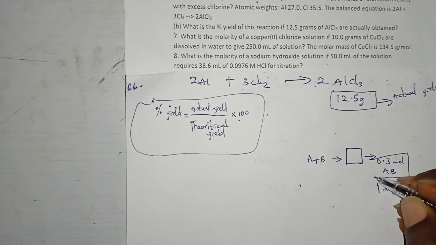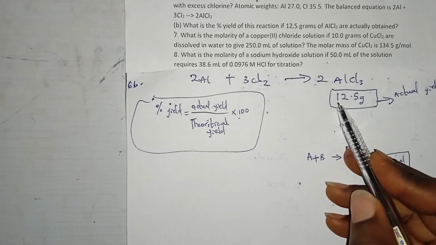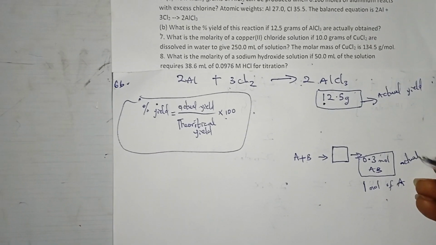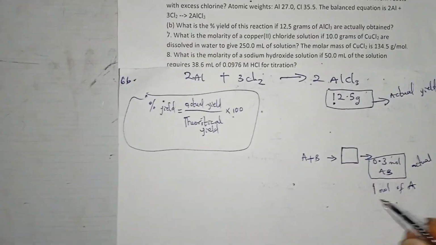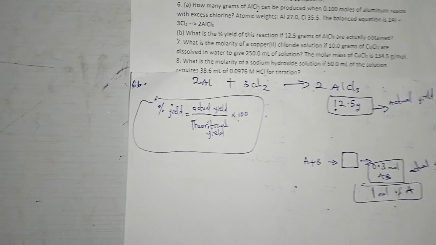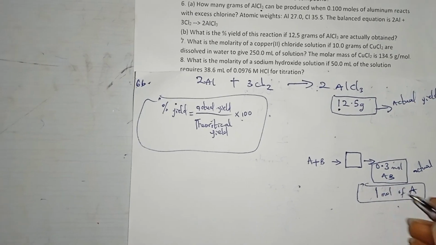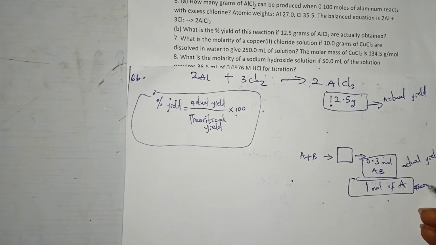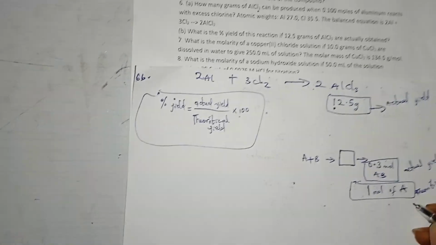So what this machine gives me is my actual yield. That is what you have here. So this is your actual yield. But what you are expecting, or what you calculate from your expectation, you calculate it how you want it. So what you're expecting is what we call theoretical yield.